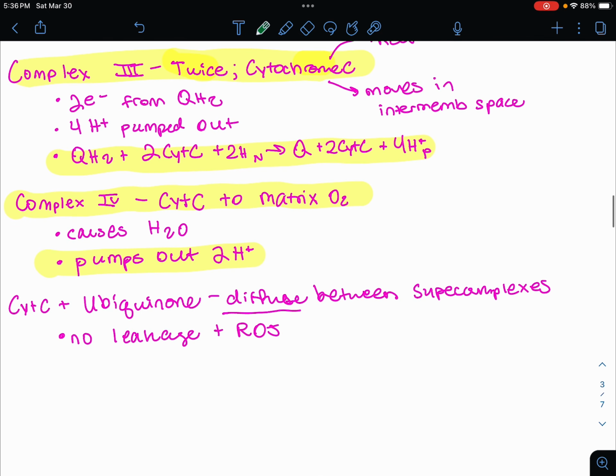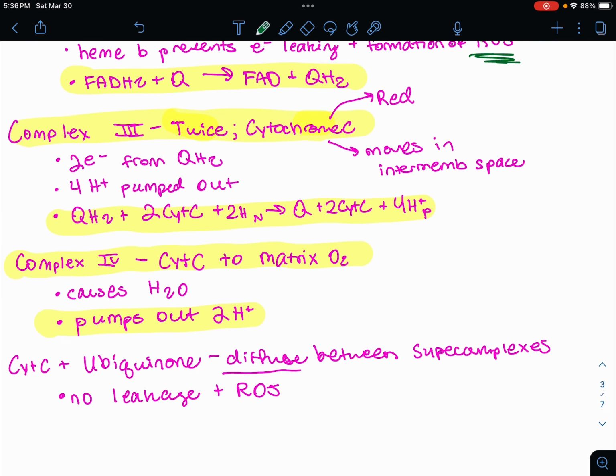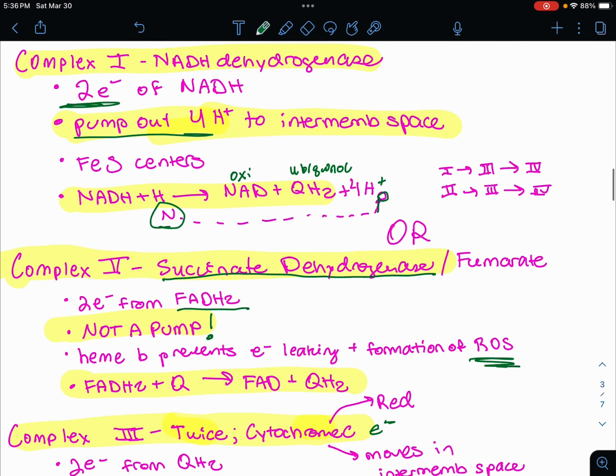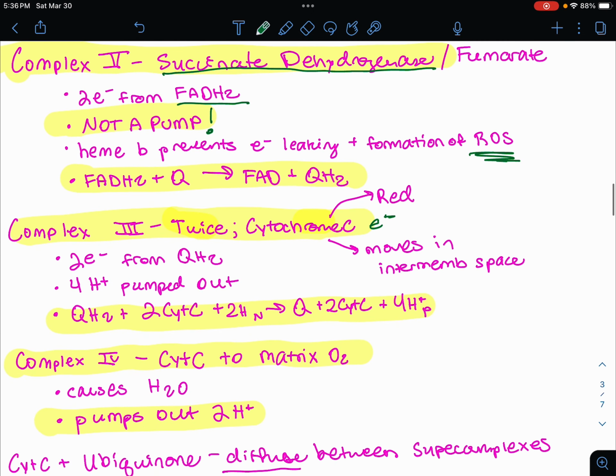Complex 3, you're actually going to do complex 3 twice. That's because cytochrome C, remember, only carries 1 electron, but we have 2 from either complex 2 or 2 from complex 1. So we need to actually do complex 3 twice. Cytochrome C also moves in the intermembrane space, which is very interesting.